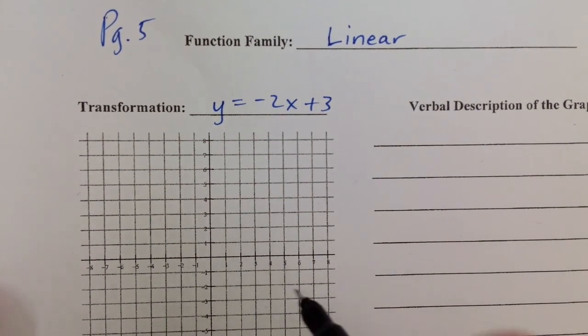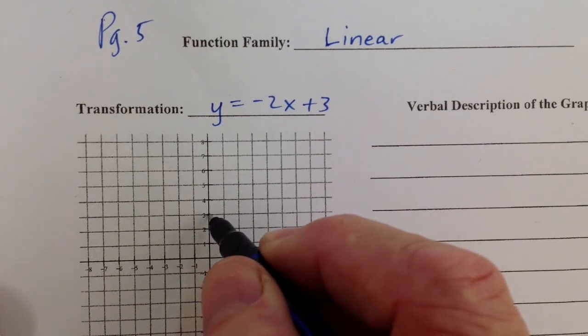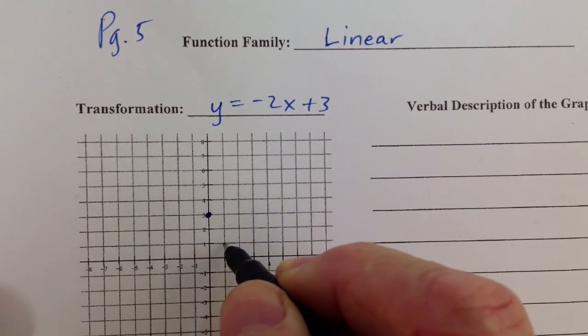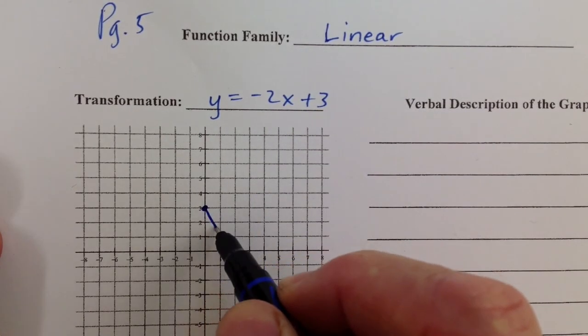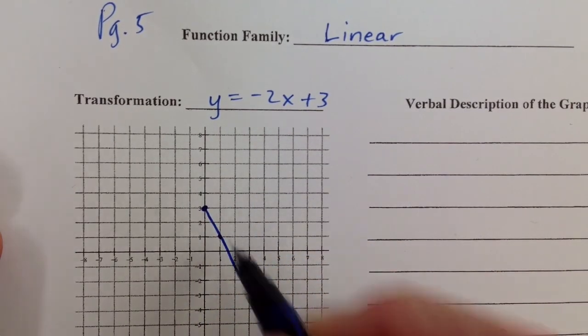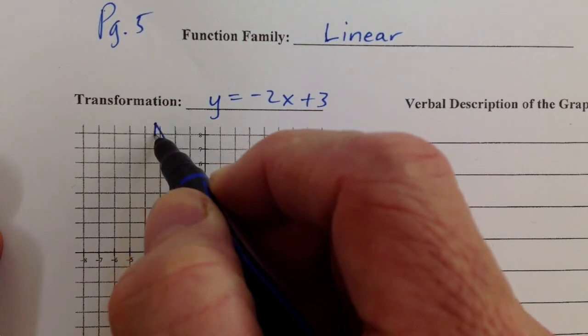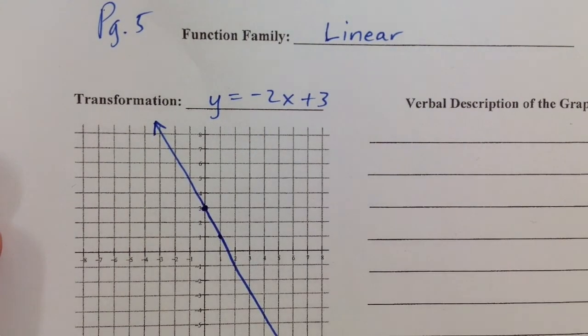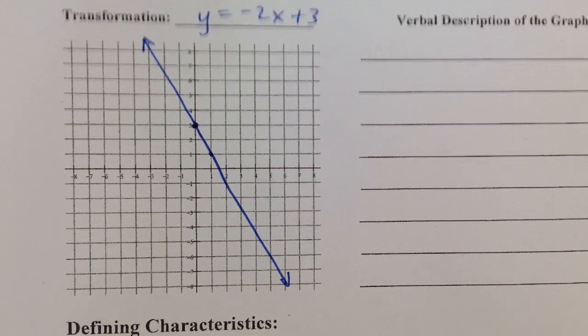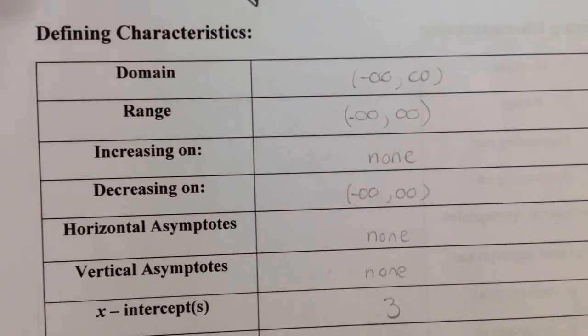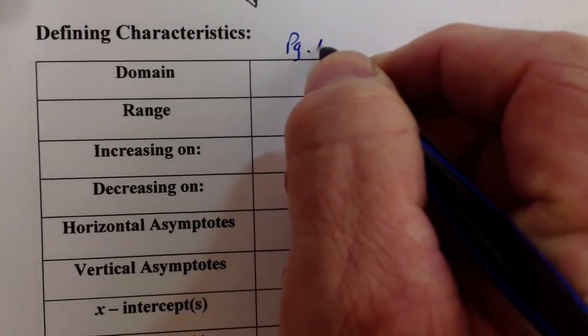Y equals negative 2x plus 3. We have a y-intercept of 3 and a slope of negative 2, and so we're just going to draw the straight line through those 2 points, and that's what it looks like. Okay, so we have the defining characteristics. I'm just going to show you what those are. And this is page number 5.